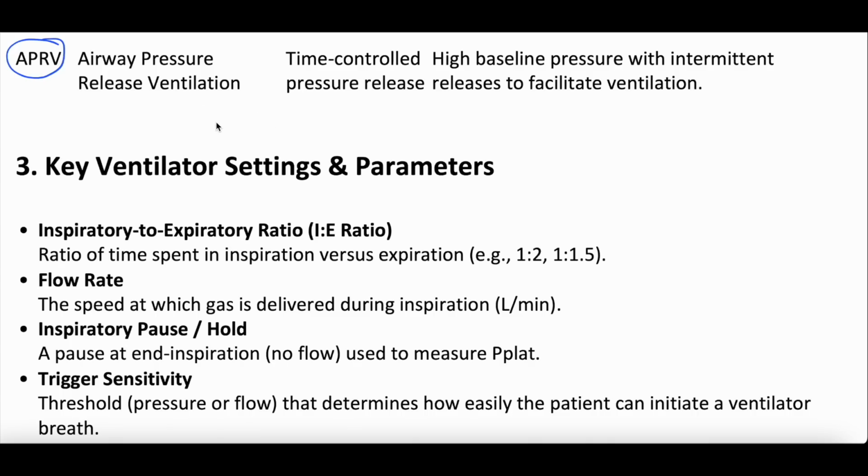It stands for airway pressure release ventilation, and it's essentially a time-controlled high pressure with intermittent pressure releases to facilitate ventilation. But that probably doesn't make sense when I just speak it that way. So definitely check out that episode if you have an interest.